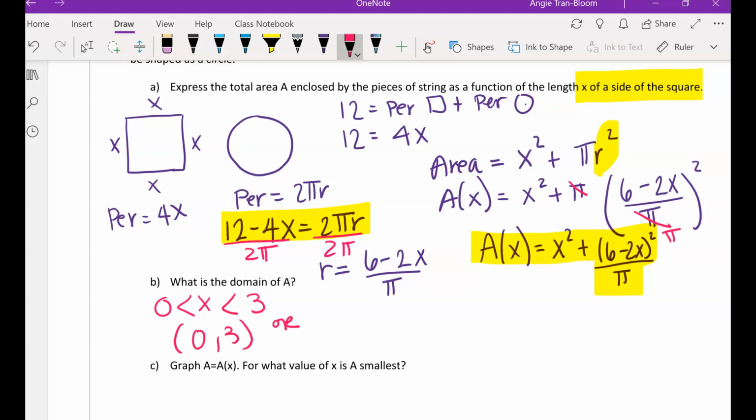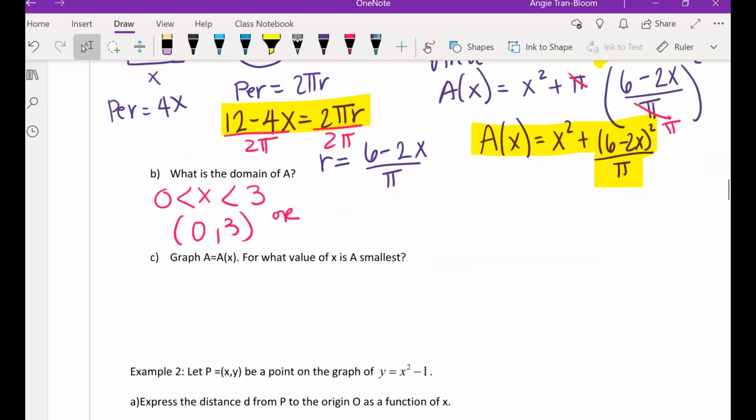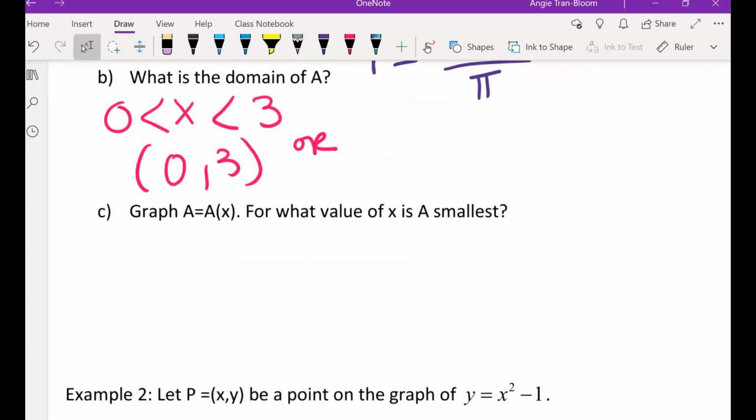All right, this is where you're going to have to take out your calculator and practice. Graph A, which is really A of x, and then answer the question, for what value of x is area A smallest? What do they mean by A equals A of x? What do they mean by that?